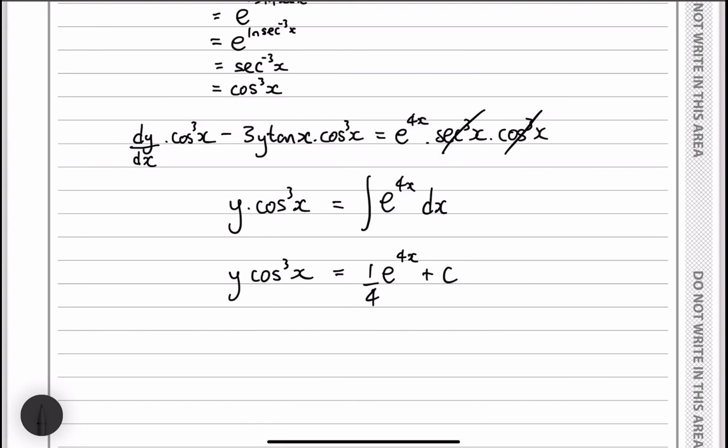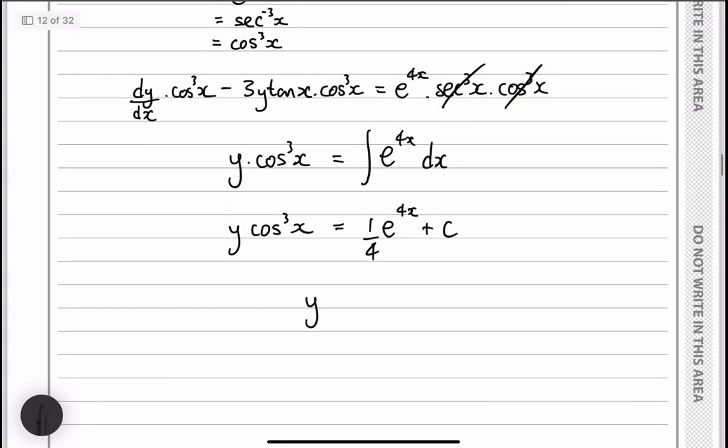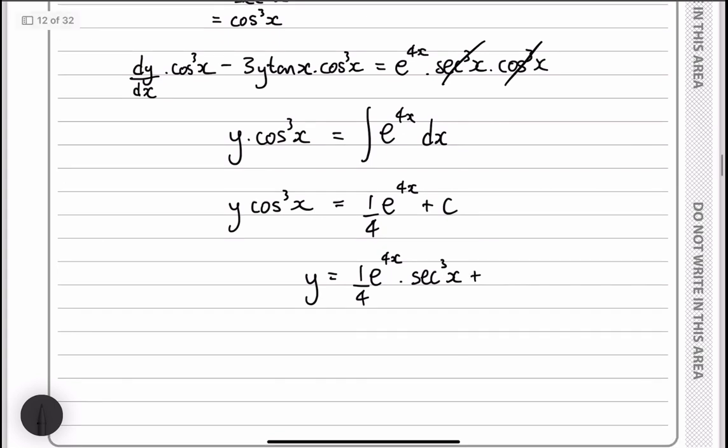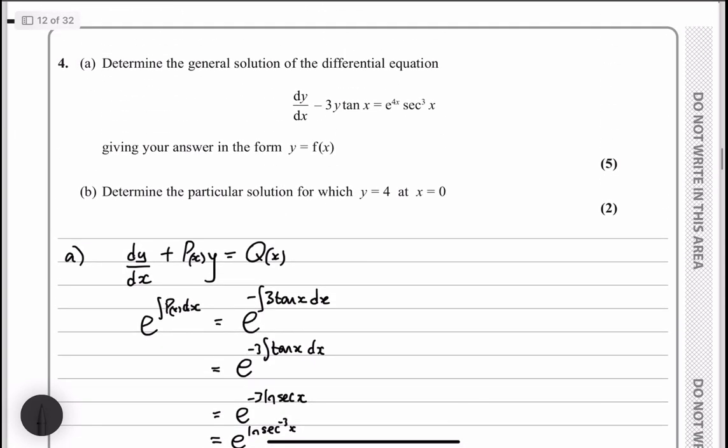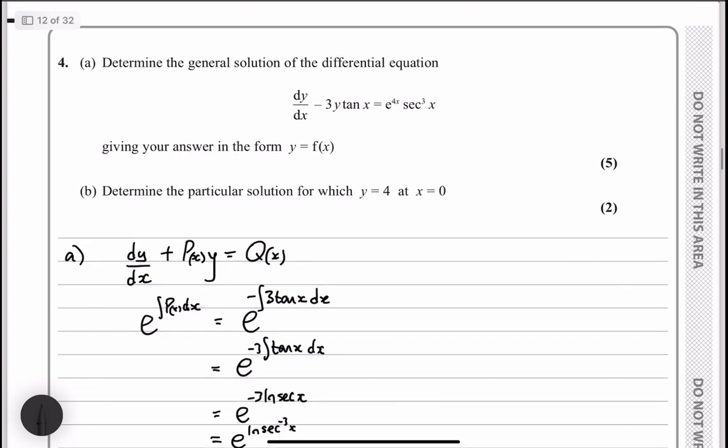And we need it in the form y equals. So we've got 1 over 4 e to the 4x times secant cubed, or divided by cos cubed, however you want to write that, plus c times secant cubed x, like so. So that's the solution, the general solution.